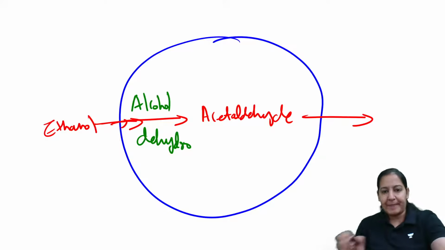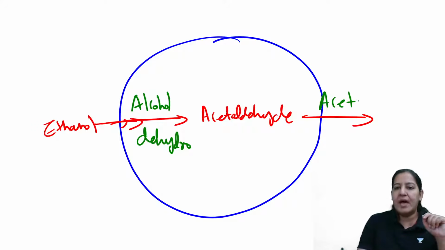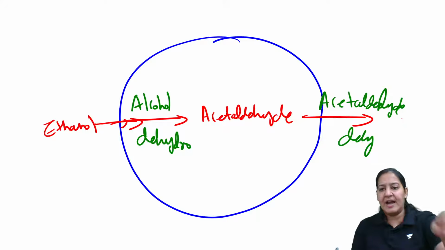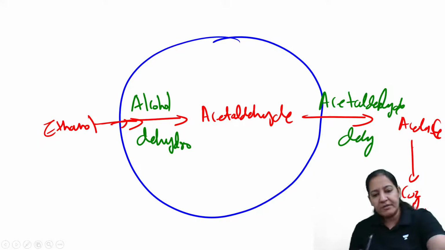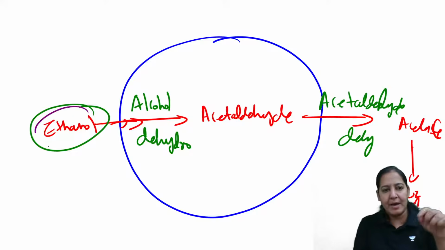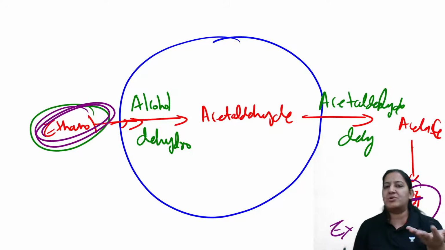The second enzyme, which acts on acetaldehyde, is acetaldehyde dehydrogenase. That is acting on acetaldehyde and converting it into acetate. And ultimately acetate gets converted into CO2 and H2O. You will say, ma'am, it is the best thing. Whatever alcohol is consumed by a person gets converted into H2O and CO2 and is excreted out of the body. CO2 is excreted in breathing and H2O is excreted in urine. You will say, ma'am, it is the best thing. Why is it causing cirrhosis then?